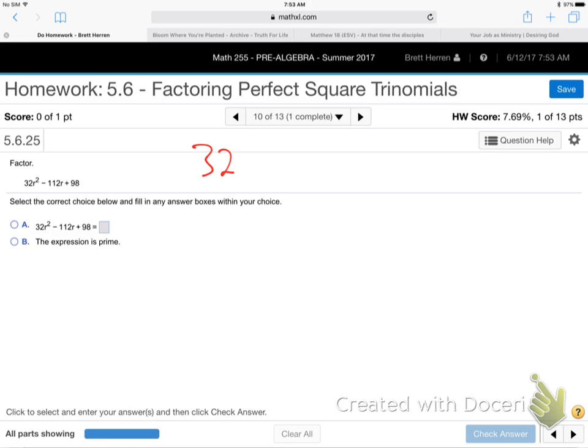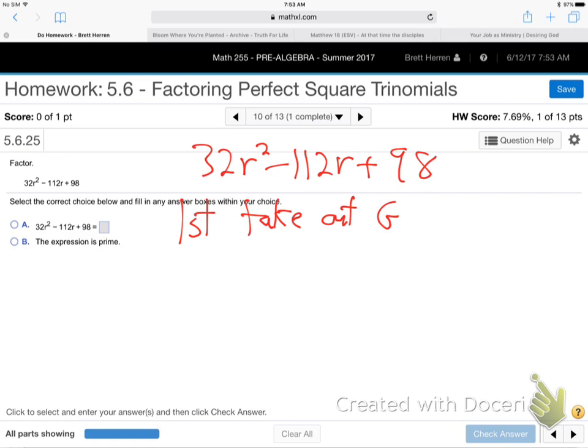Oh, this one, hold on a second. This one has a special wrinkle. This is where things are getting a little more complex. First, take out the GCF, one big parenthesis.